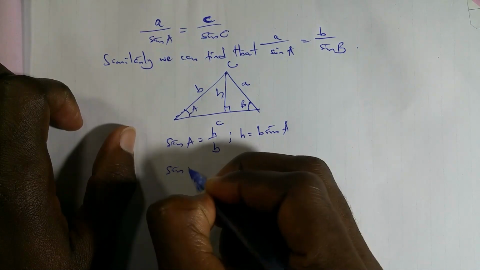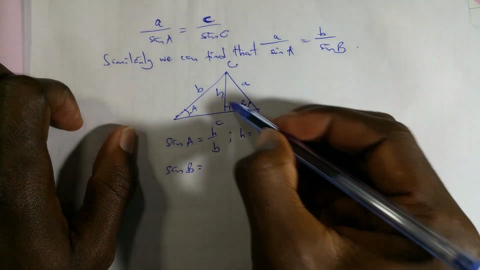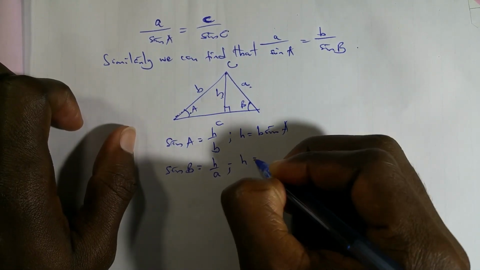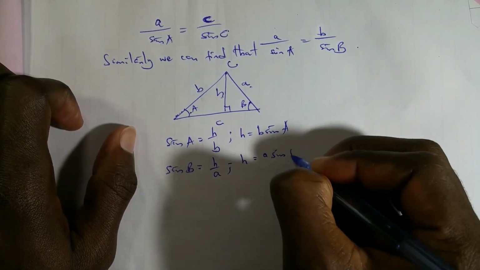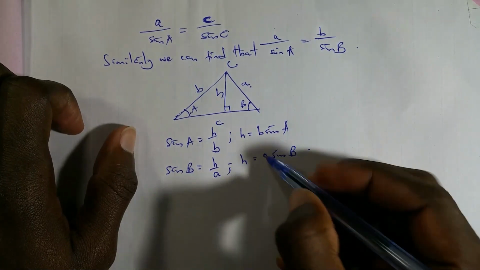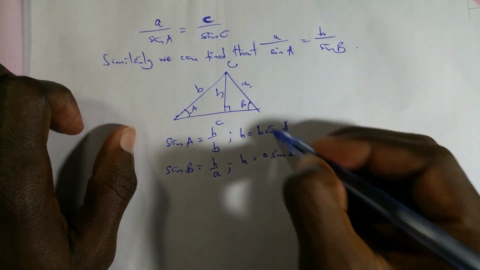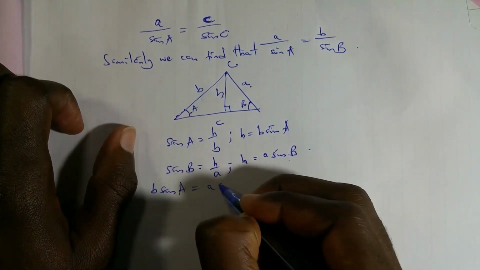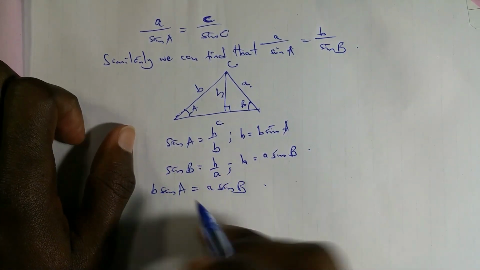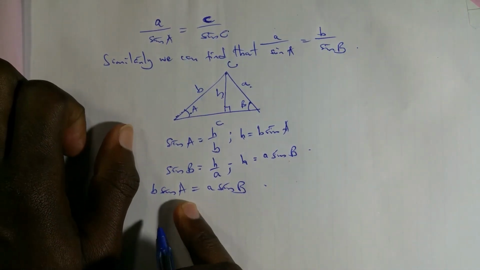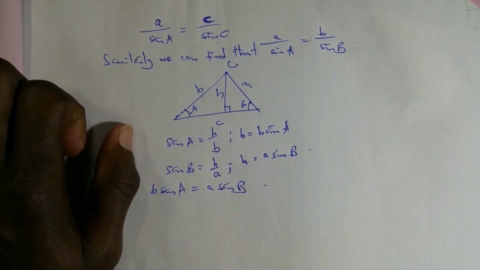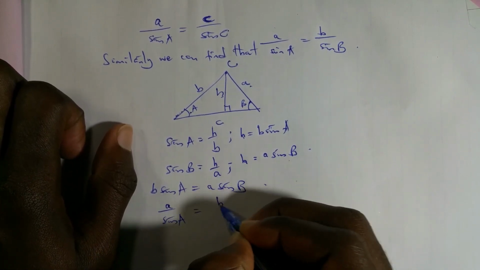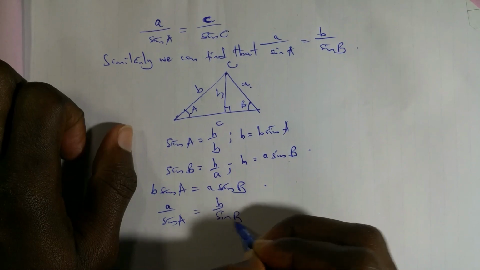Then our sin B would be h/a. That would imply our h equals a sin B. So now h is that, h is also this. That means these two are also equal. b sin A is going to be given by a sin B. And if we divide throughout by sin A first, and also again divide throughout by sin B, we'll come out with a/sin A = b/sin B.